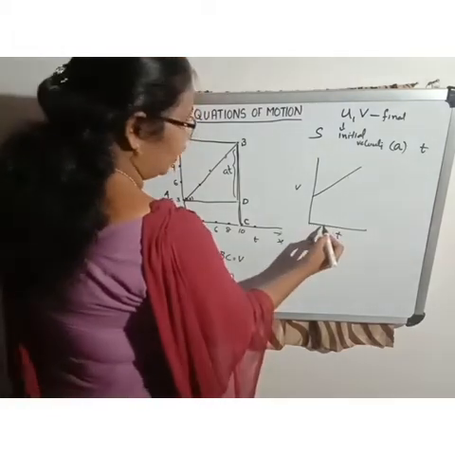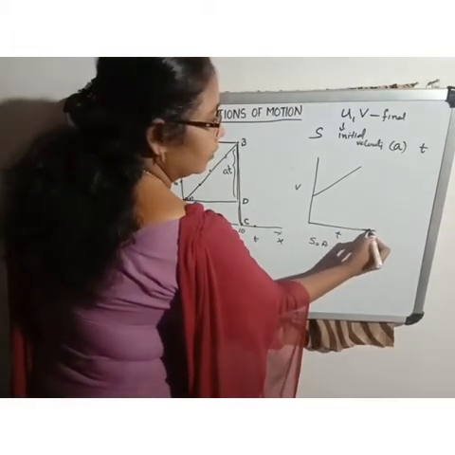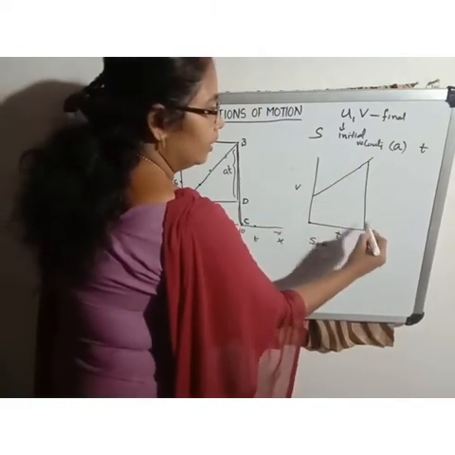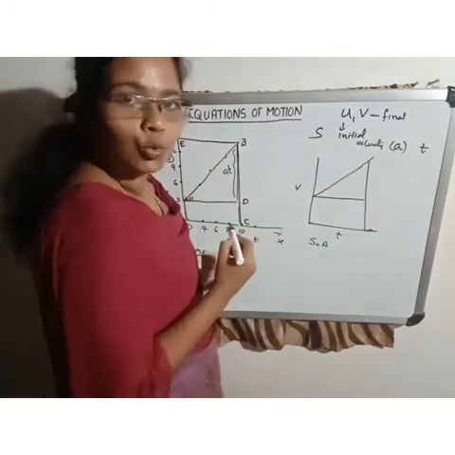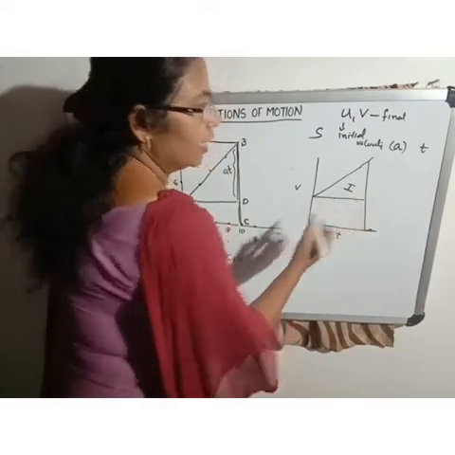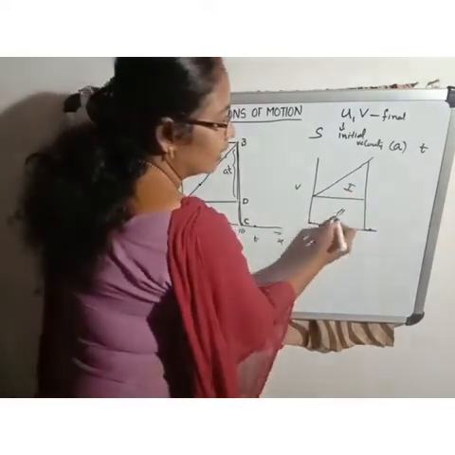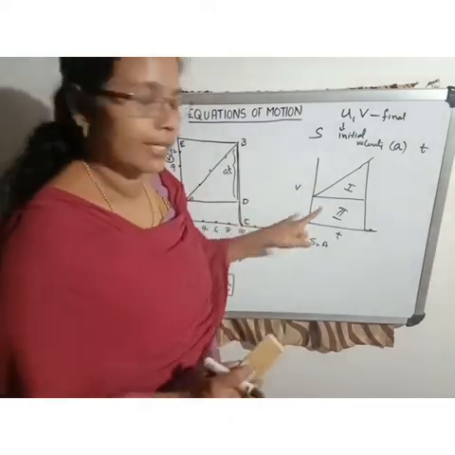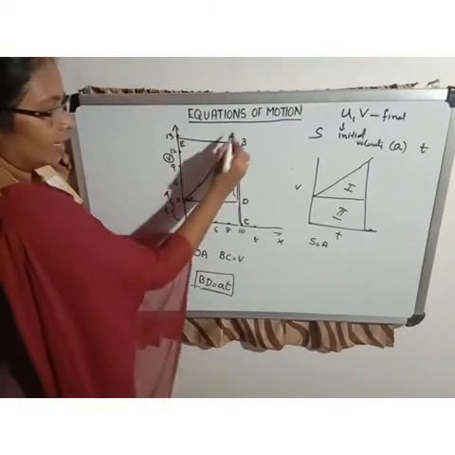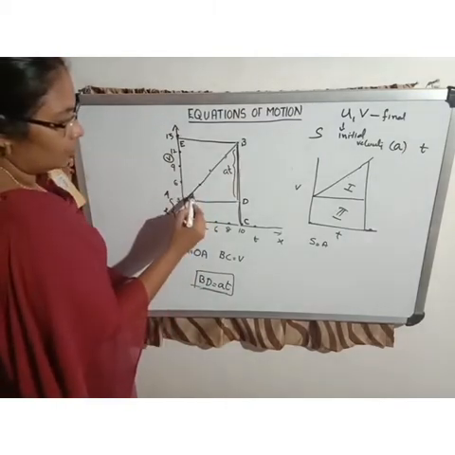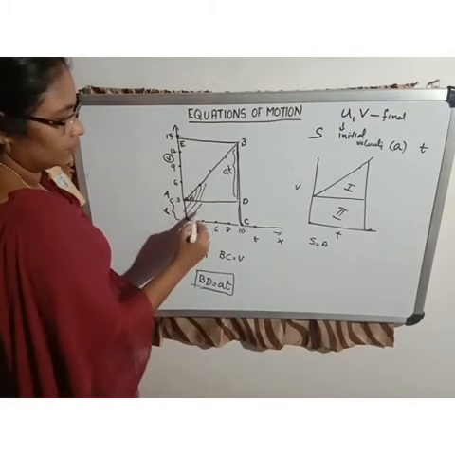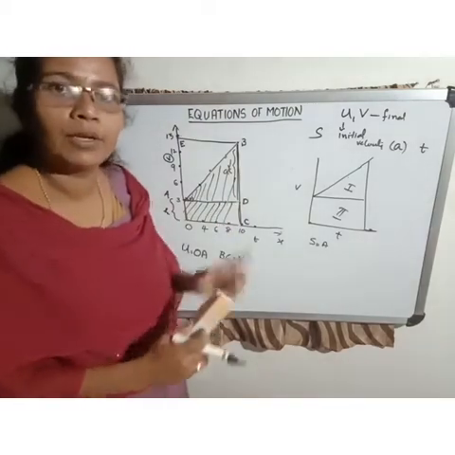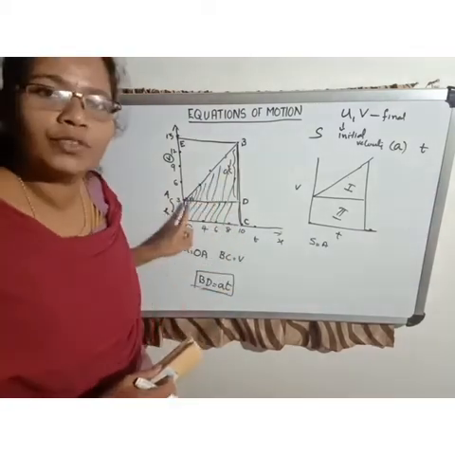I am going to define the time interval, and I can divide the area into two. The first area will be a triangle and the second area will be a rectangle. In order to find the displacement, you need to find the area under this graph, the area of this shaded portion. Only this shaded portion's area gives the displacement.